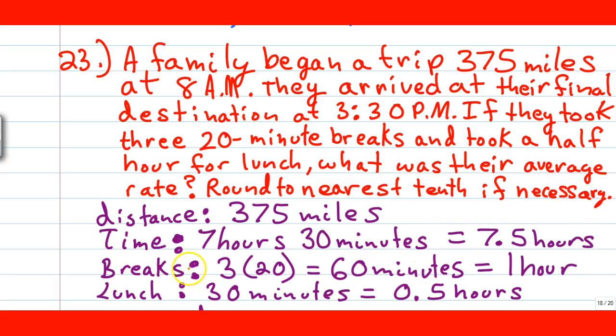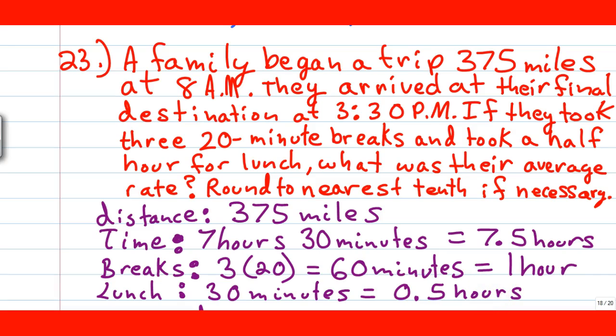Now let's look at their breaks. According to this, they took 3 20-minute breaks. So 3 times 20 equals 60 minutes, which is equal to 1 hour. They also took a 30-minute break, or a half-hour lunch break. So that's 30 minutes, or 0.5 hours.